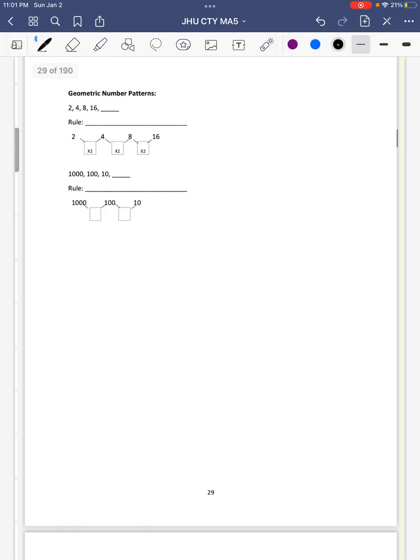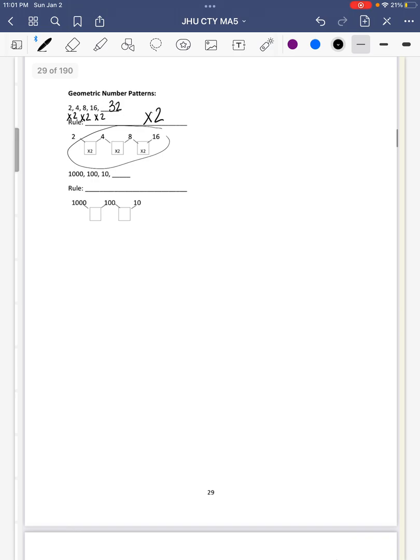2, 4, 8, 16. 2 times what is 4? 2 times 2 is 4. 4 times what is 8? 4 times 2 is 8. 8 times what is 16? Times 2. Okay, so that means I have to do 16 times 2, which is 32. So our rule is to multiply by 2. And you can see it's kind of written in these boxes here.